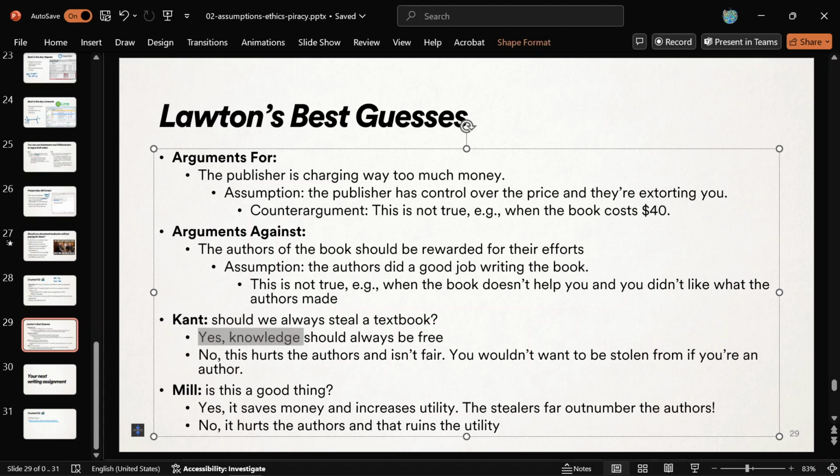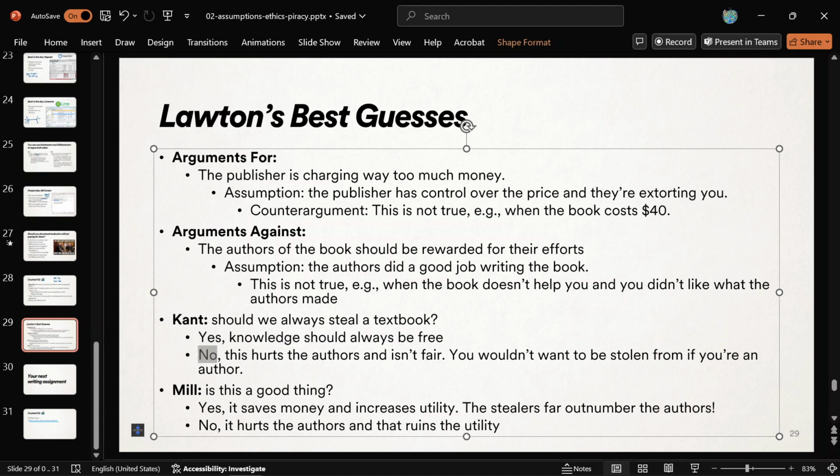So Kant might say yes, because he might say that every piece of knowledge that anybody ever made should always be free. That will help improve humanity, right? Everybody should not be kept in the dark on anything. Knowledge should be free. Learning should be free. Kant might say, let's steal all the textbooks. Let's not even sell them in the first place.